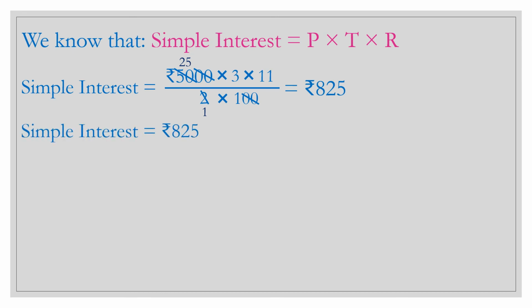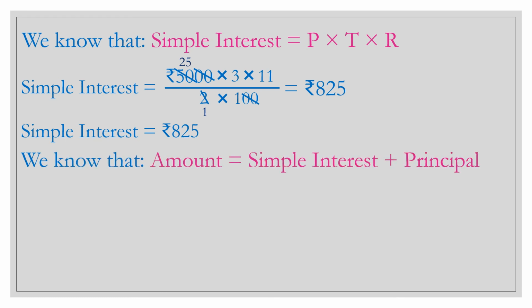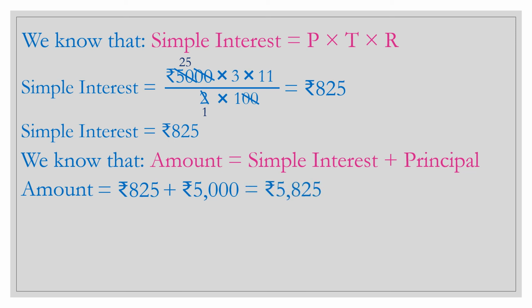Now we will find out the amount, and we know that amount is equal to simple interest plus principal. Now put the value. Simple interest is equal to rupees 825. So write down rupees 825. Then write the plus symbol as it is. And principal is equal to rupees 5,000. So write down rupees 5,000. Now do the addition. We get rupees 5,825. So amount is equal to rupees 5,825.